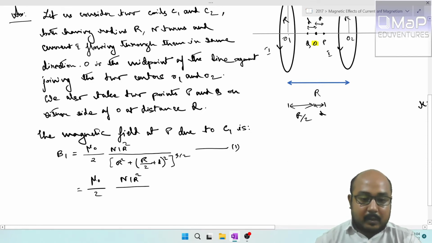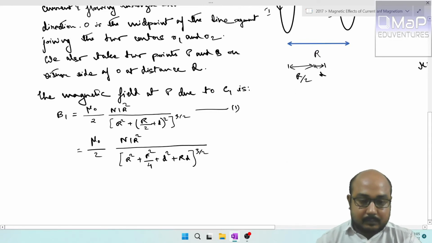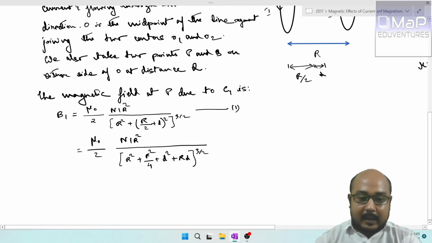r square upore kono change nohoy. Etia tolot ki hobo: r square plus r square by 4 plus d square plus r d whole to the power 3 by 2. Thik ase, equation number etiyate dibo lagibo. Bari dekho, amak ki koise je the point should be close to the center point O, that is the distance of the point should be minimal or negligible in comparison to R.